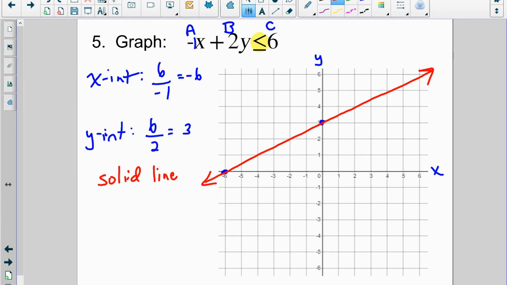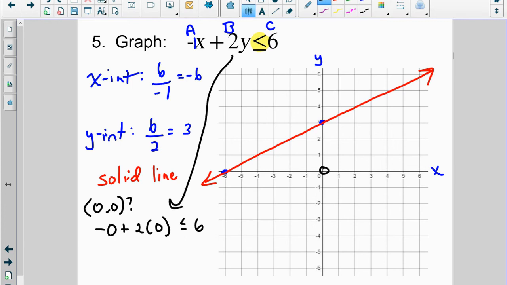So instead we have to test a point. I can see that the origin, 0, 0, is clearly not on the boundary line. So that would be an okay point to use. And I remember what happens when I plug 0 in for x and 0 for y in my inequality. I just took my inequality and replaced x and y with zeros. And this whole thing, -0 plus 2 times 0, is just going to equal 0.